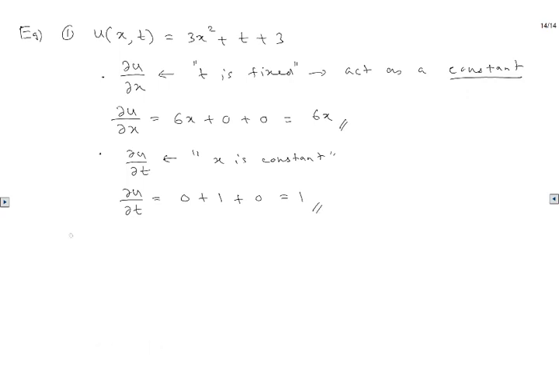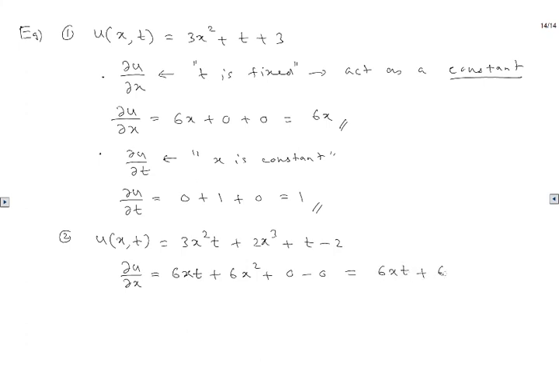So let's do one more example. How about this one? u(x,t) equals 3x squared t plus 2x cubed plus t minus 2. Let's do the x partial derivative, ∂u/∂x. That means t acts as a constant. So if t is a constant, this is a product, t is just a constant, so we take the derivative of the x term. You get 6x, but t is a constant, so you just rewrite it. Then 2x cubed gives 6x squared, and t minus 2 is constant in x, so 0. So you simply end up getting 6xt plus 6x squared.